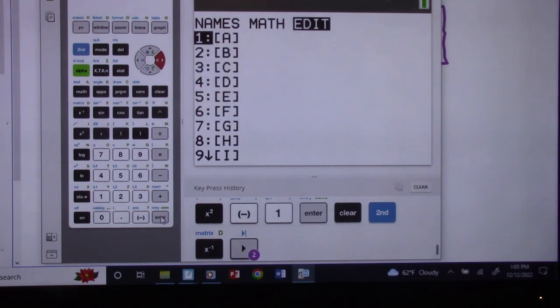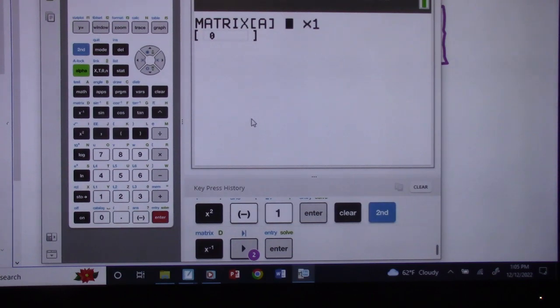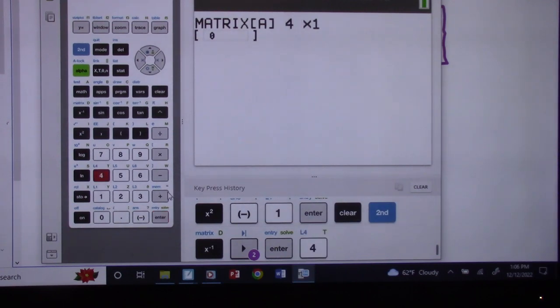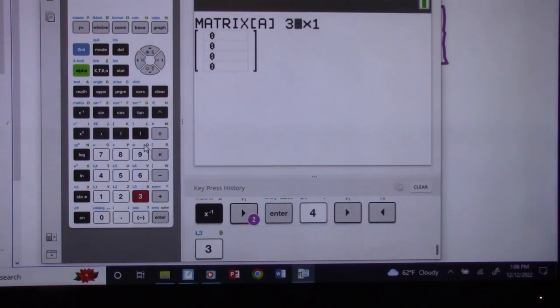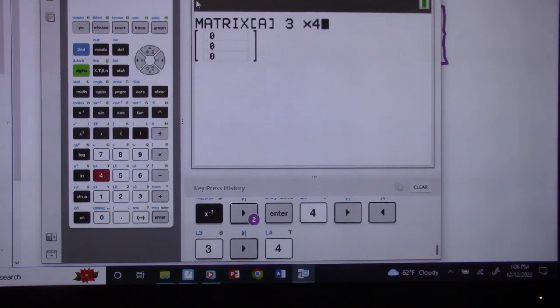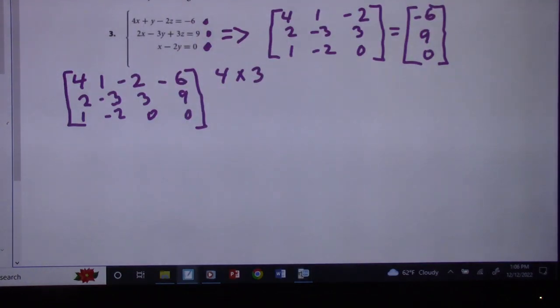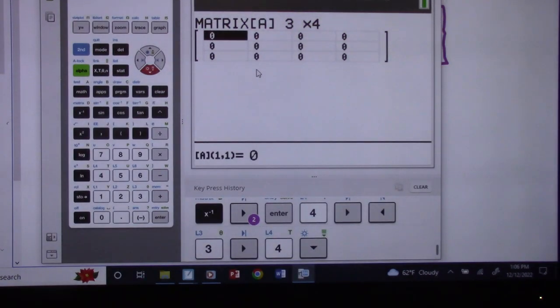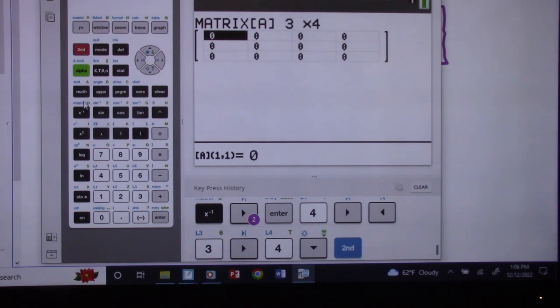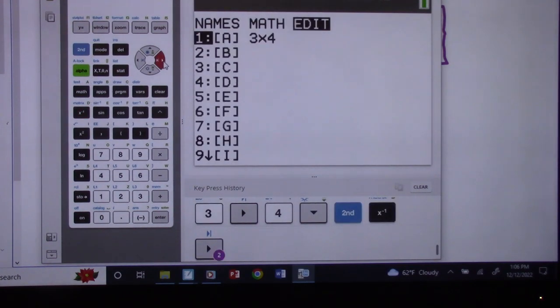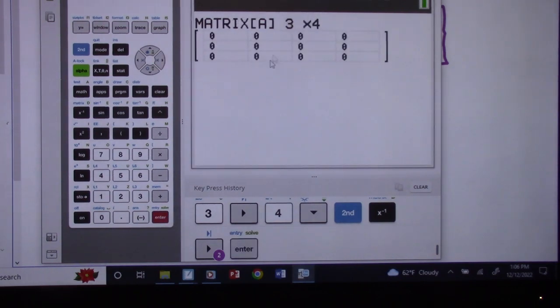So right here you put in a matrix. Actually, I want 3 by 4. 3 rows by 4 columns. So I put 4 by 3, actually it should be 3 by 4. How do I get to there after I hit second matrix? You press second matrix, and then you go over to edit. And then you put in 3 by 4.